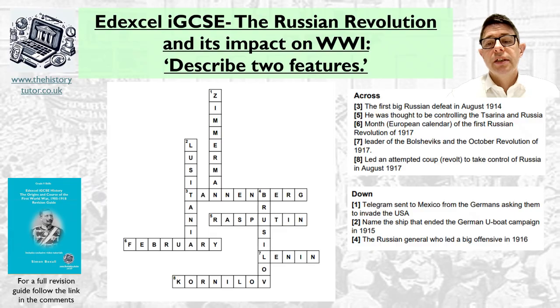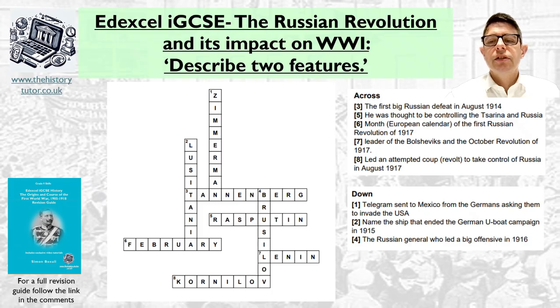Number 1 down, a telegram sent to Mexico to try and convince them to join the war, is the Zimmermann Telegram. This was around about the time of the Germans starting their unrestricted U-boat campaign in 1917, and they thought they could distract the Americans if Mexico got involved in the war. But it was a sort of final straw for the Americans when they joined the war.